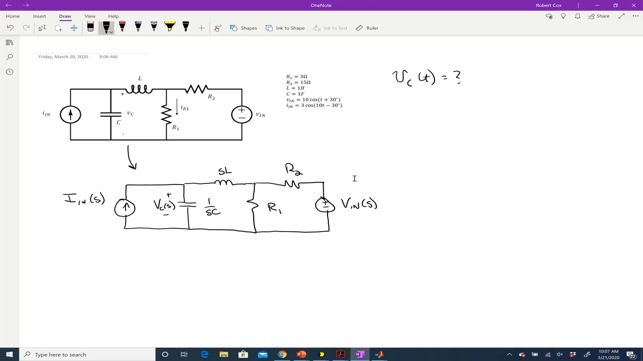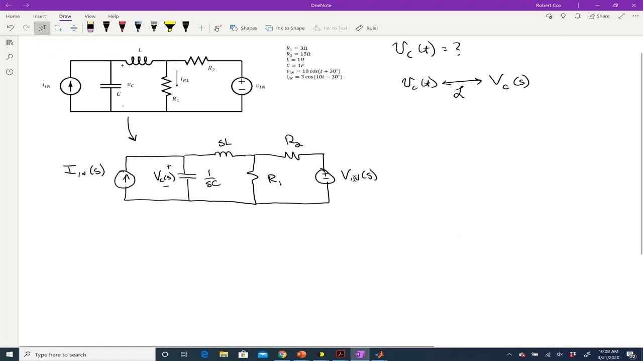If we wanted to find V sub C of t, we know that it is related to V sub C of S through the Laplace transform. All right, so let's take this approach. The simplest thing is to look at this circuit and see that I want to use superposition. I'm going to do the superposition in 2 steps. Step 1 will be to turn off Vn of t, so set it equal to 0.